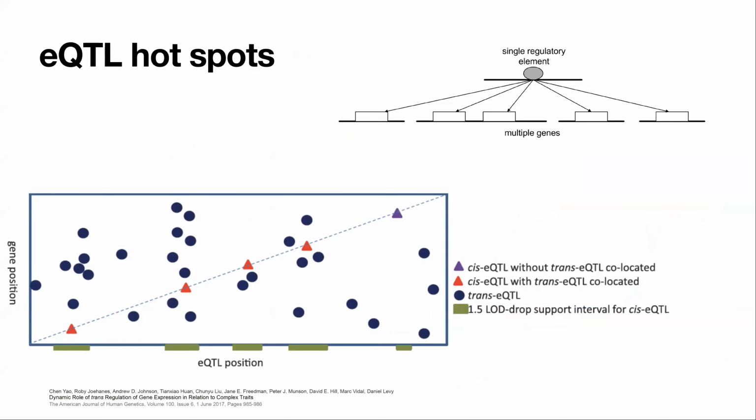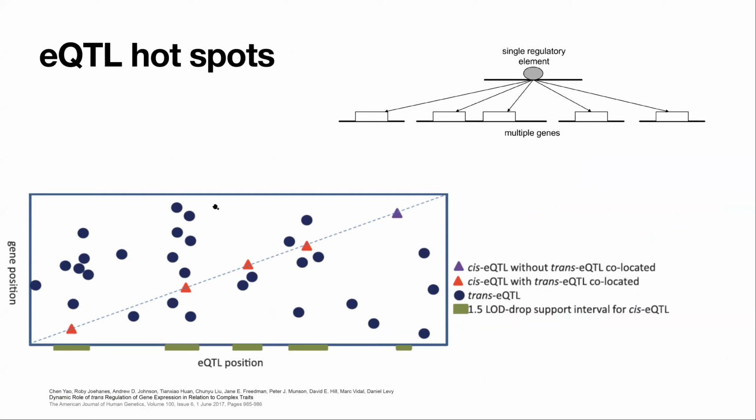So with trans eQTLs, we also often see hotspots, is what it's called. And a hotspot is an eQTL that is in the same location for many genes that may not physically be located there. So in this graphic up here, we have a single element on a particular chromosome that actually controls multiple genes on multiple different chromosomes.